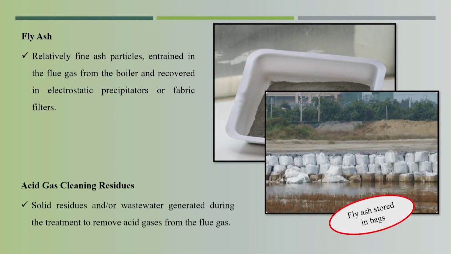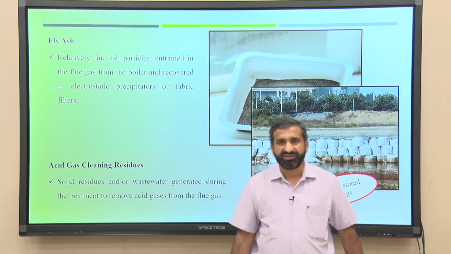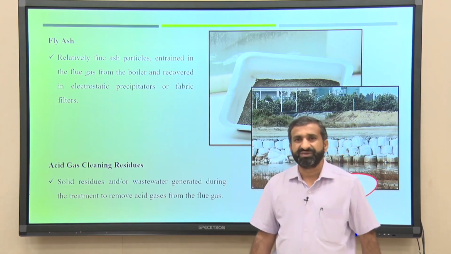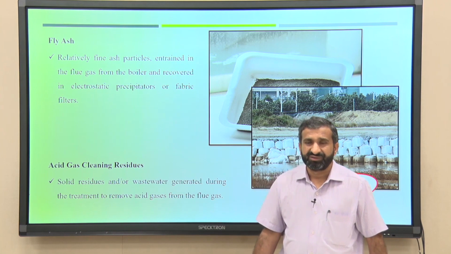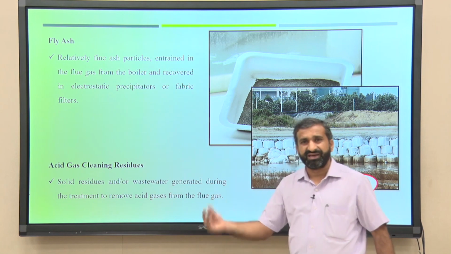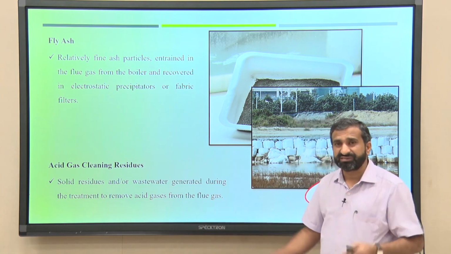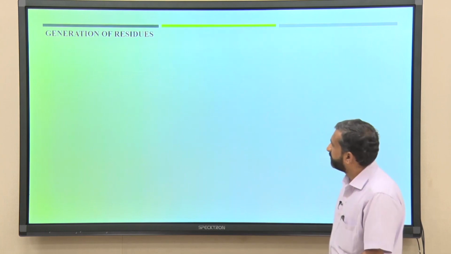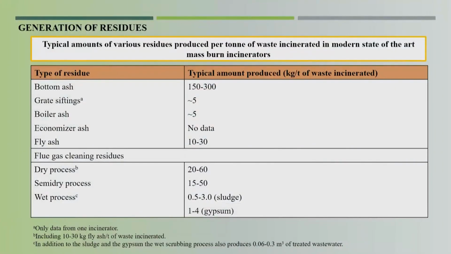Now, next is the acid gas cleaning residues. This is the solid residue or wastewater generated during the treatment to remove acid gases from the flue gas. Normally, we will not consider this completely as a solid residue, because it is mixed into the water. So, those solids go into the wastewater treatment facility, and there they get removed by the sedimentation process.